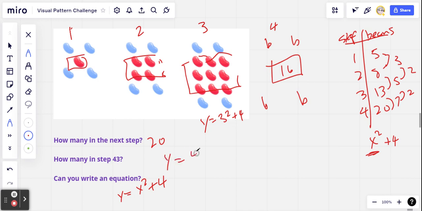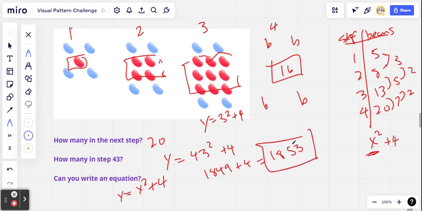So y equals 43 squared plus 4. And 43 squared is 1849. And plus 4 is going to be 1,853 jelly beans in step number 43.